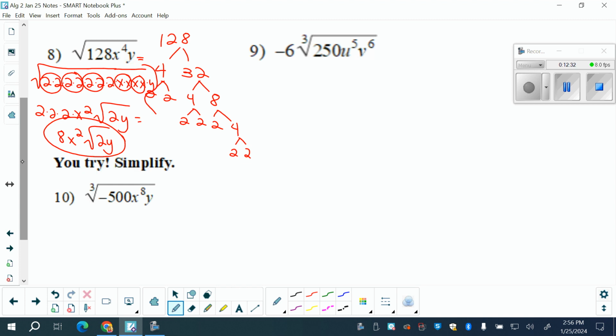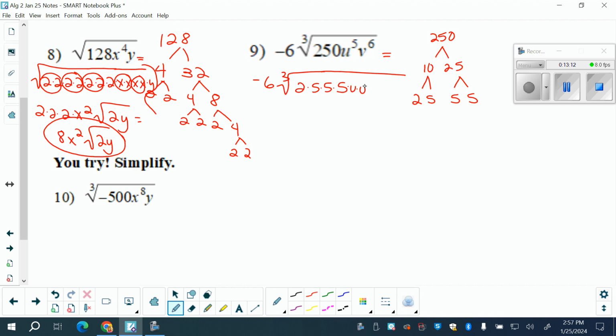Okay, last one, number 9. So what goes into 250? Ends in 0, 10. So 10 and 25, 2 and 5, and 5 and 5. So this gives us negative 6 times the cubic root of 1, 2, and 3 5s. And then 5 u's and 6 v's.